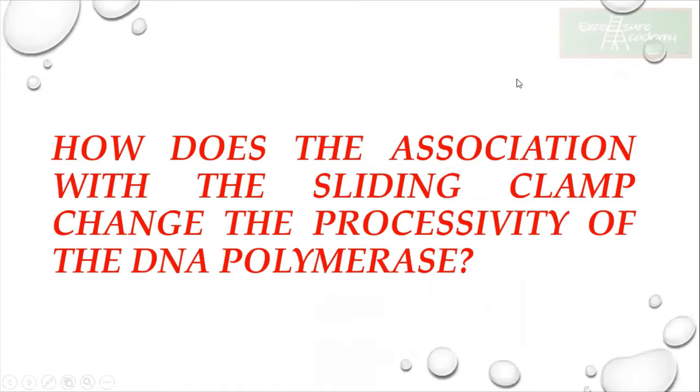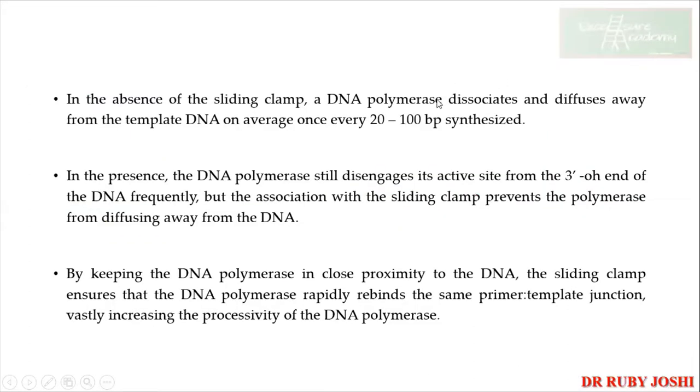Now, how does the association with the sliding clamp change the processivity of the DNA polymerase? In simple terms, if the sliding clamp is there, the DNA polymerase is going to synthesize efficiently. If it is not there, it cannot; it will fall off from the DNA template. In the absence of the sliding clamp, DNA polymerase dissociates and diffuses away from the template DNA after synthesizing around 20 to 100 base pairs. So you have the DNA template, your DNA polymerase is synthesizing, but after that many nucleotides are added, it falls off from the template.